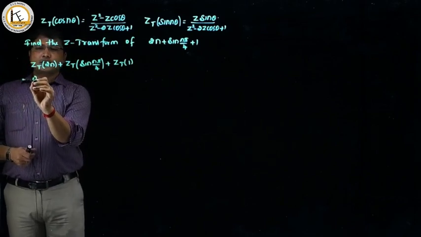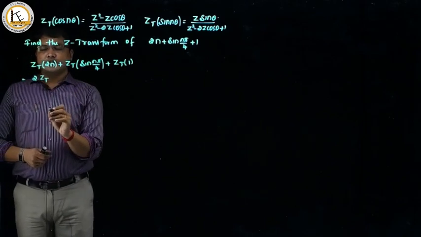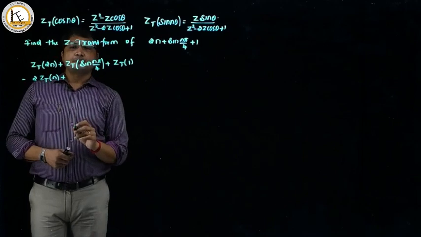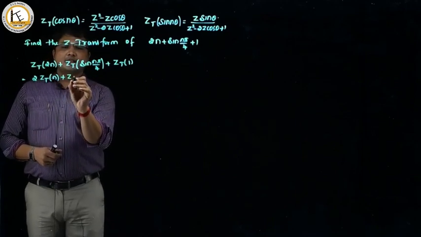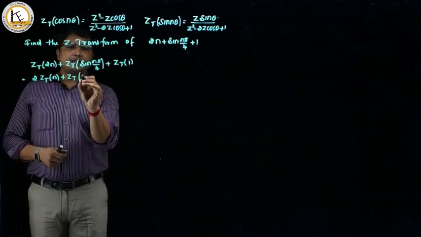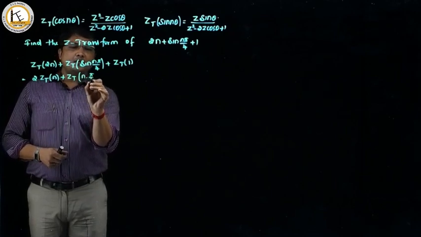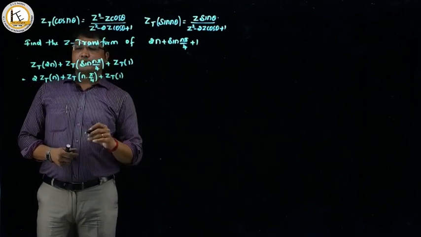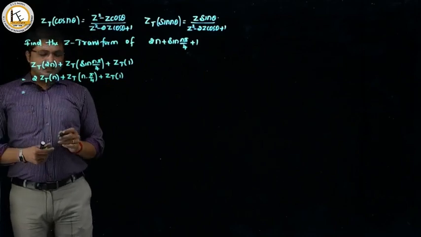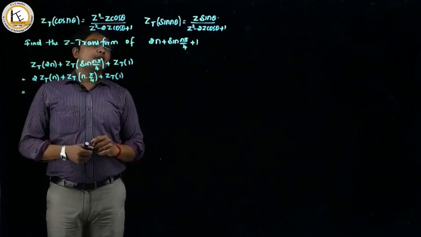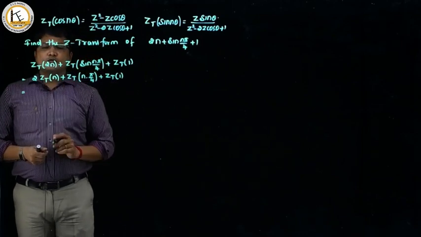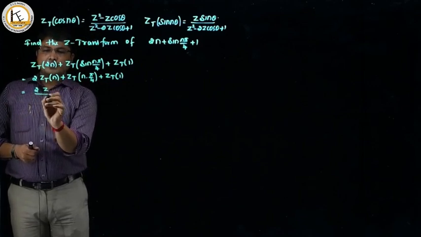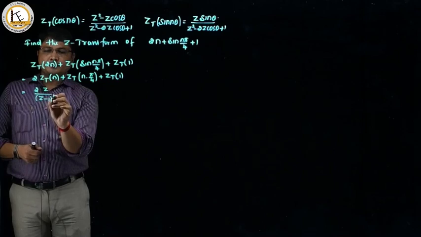So this can be written as 2 times the Z transform of n, since 2 is a constant so I will take it out, plus Z transform of sine n pi by 4, plus Z transform of 1. Now directly we write these answers. Already we are having the standard answers here. Z transform of n is nothing but z divided by z minus 1 the whole square.